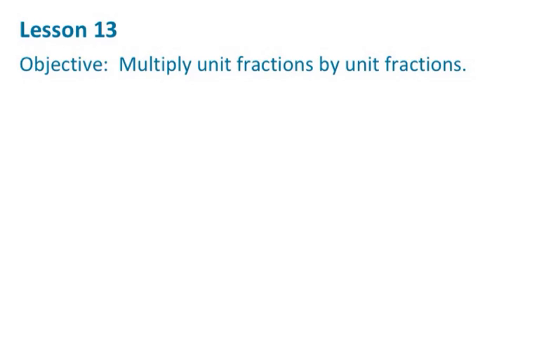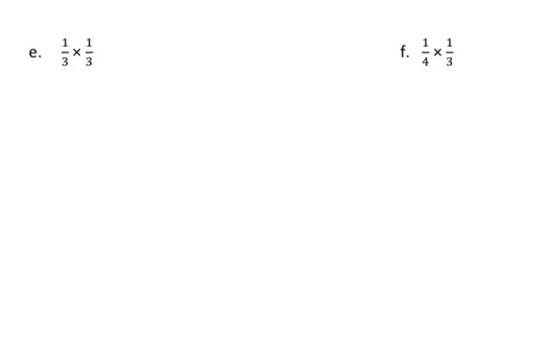This is grade 5, module 4, lesson 13, and the objective is to multiply unit fractions by unit fractions. So we're going to start out with example 1, letters E and F, and we have E, which is 1/3 times 1/3, and you can also read that as 1/3 of 1/3. The directions say to draw a rectangular fraction model to show your thinking.